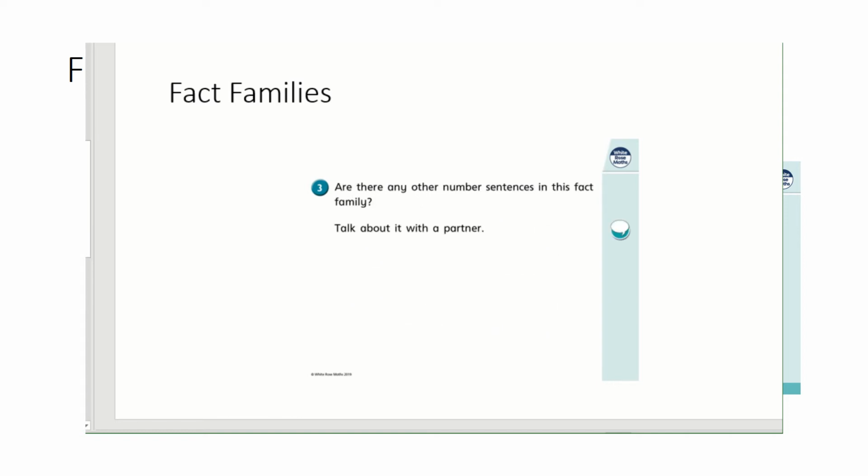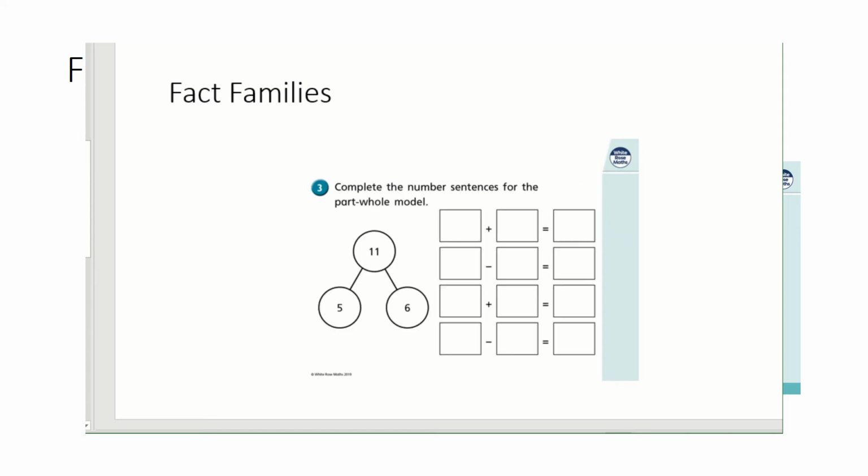Are there any other number sentences in this fact family? So if you went back, you could have 11 equals, couldn't you? 6 add 5. 11 equals 5 add 6. Then you could say you've got 11 take away 6. You could have 6 equals 11 take away 5. 5 equals 11 take away 6, where you've got your equals at the beginning.